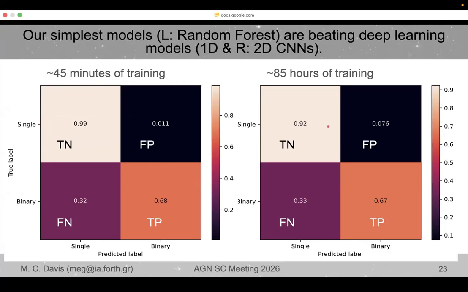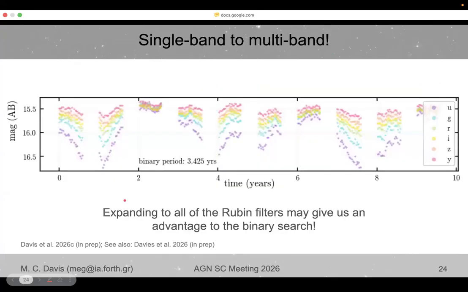Using a bigger, beefier, deeper learning model like a 2D CNN here on the right, 85 hours of training, worse results. So maybe we don't have to overcomplicate things too hard. Maybe we can just use a random forest.